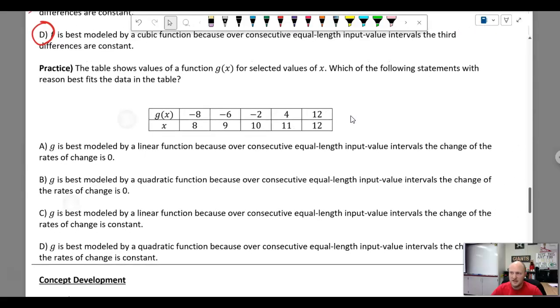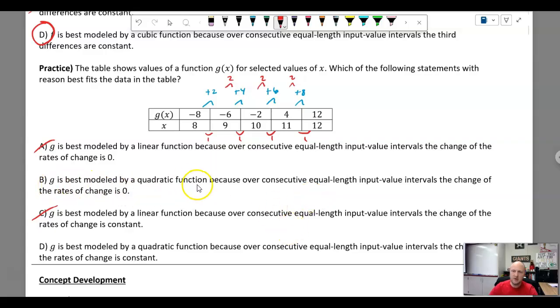Pause me here, answer this one. Okay, here is the rate of change. Looking at this, it is going to be a quadratic. It is definitely not linear because our first differences are not constant. The first differences are actually linear. They have a constant rate of change of 2. The second differences are 2. So let's look at these.